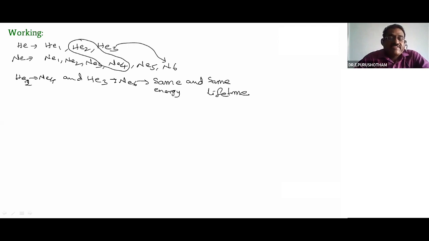So in the 10:1 ratio of helium neon gas mixture, helium is the majority atoms, neon is the minority atoms. Helium has 3 energy levels: He1, He2, He3. Neon has 6 energy levels: Ne1, Ne2, Ne3, Ne4, Ne5, Ne6. But He2, Ne4 and He3, Ne6 are having the same energy and same lifetime. These are the metastable states.